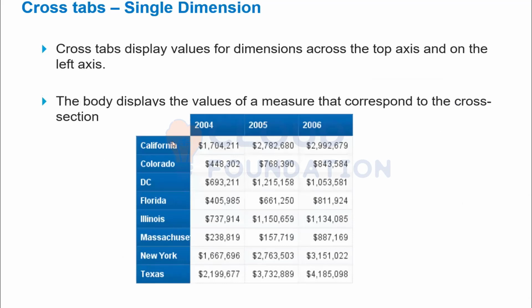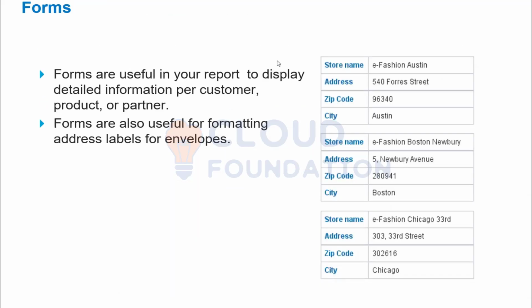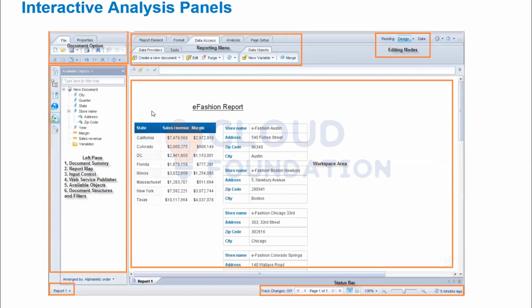It is a cross tab, where we have objects on the left side and in the top header section also, but the body represents the measures. And these are called forms, which mostly deal with text data, for example, address or ID card. This is the panel and the options available in Web Intelligence. These are the 6 windows, and for each one, what is it like?